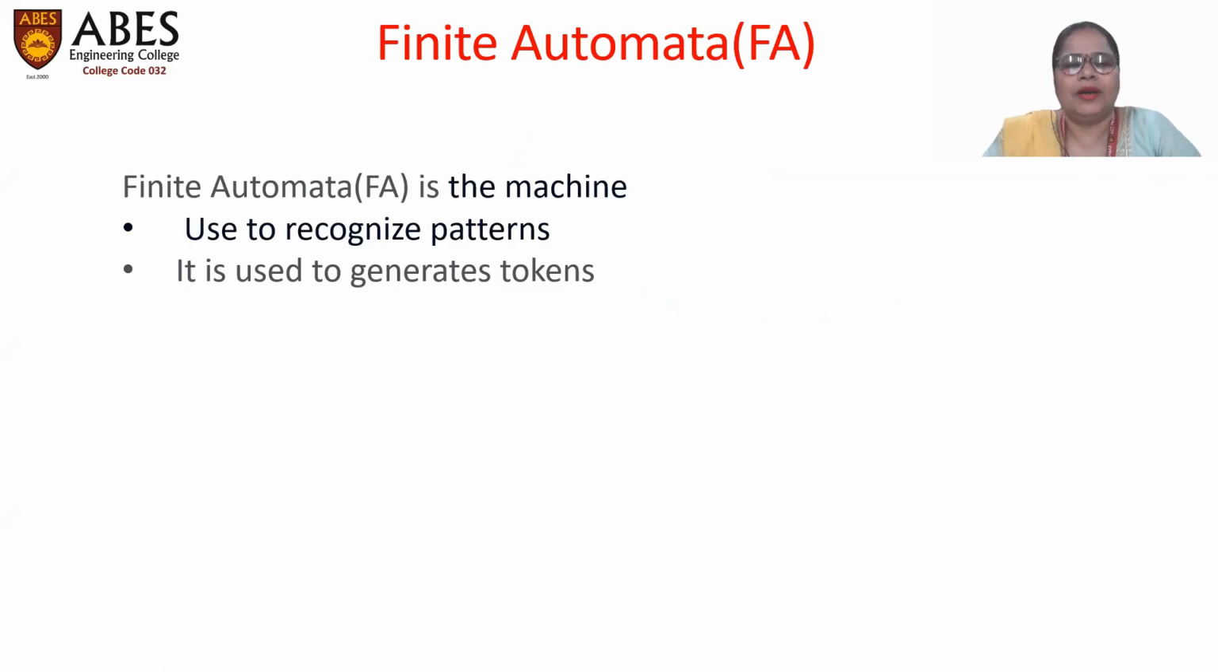Automata is nothing but what is called a finite automata. Finite means the input symbols are infinite and the steps are finite. So by using this finite automata, by using this machine, we can generate finite languages as well as infinite languages. It is used to recognize patterns like keywords and identifiers, and it is used to generate tokens. These are all part of languages.